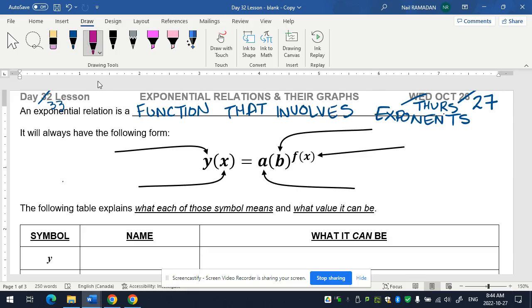So go ahead, and this will be the input variable, which means this will be the output variable.